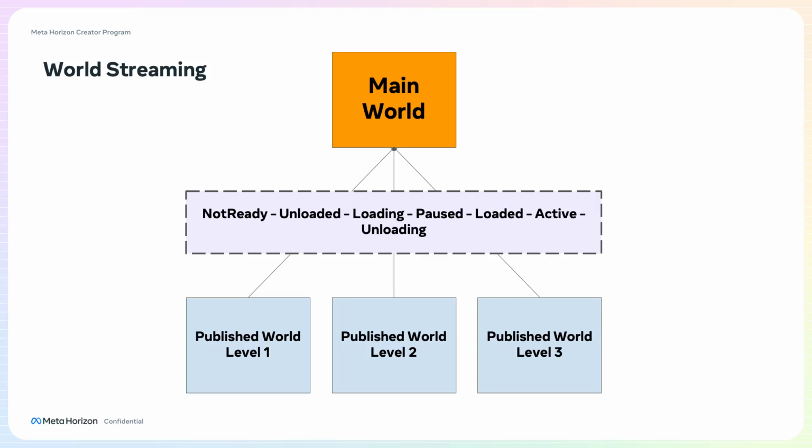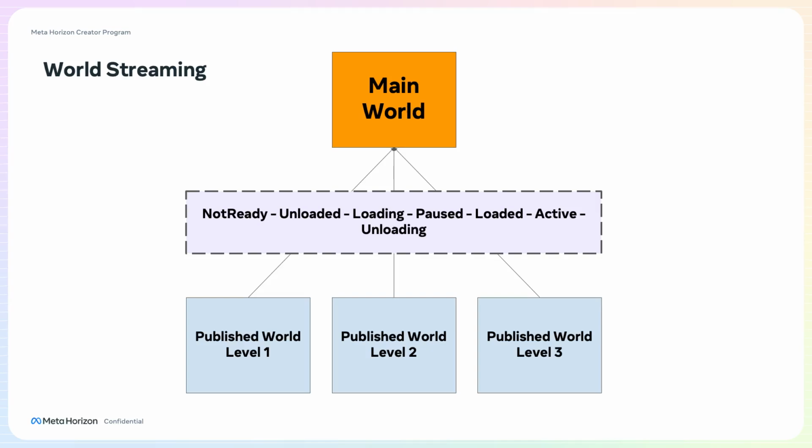And this is what this square here represents: for each one of these levels, we can get information about what the current state of that streaming is. In this case, we can get information about it not being ready, not being loaded, in the process of being loaded, if it's paused, if it's loaded, if it's active, or if it's in the process of unloading. This gives you a lot of control to make sure that the experience is flawless, so you can continue presenting the interaction to your players.